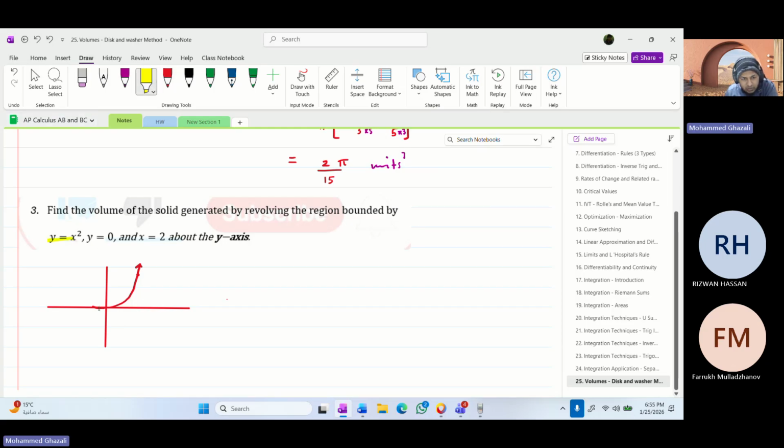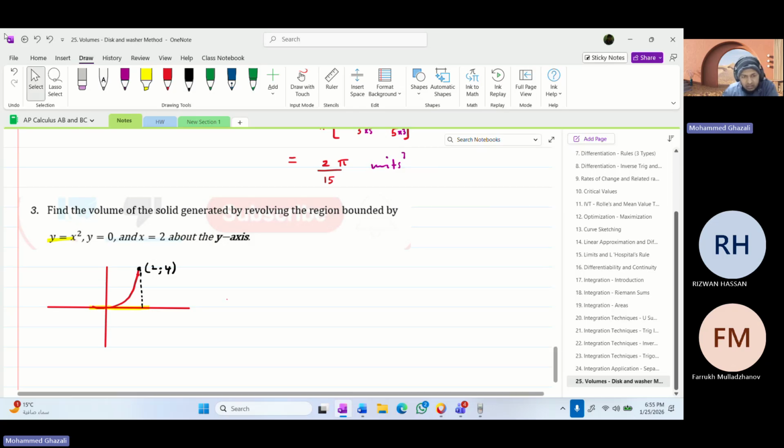Y is equal to 0 is a horizontal line. Y equals x squared, and x is equal to 2. Let me just end it off here, and call that point 2. Now it's very important. If this is 2, what's the y value? 4. Always put the coordinate down. And we're rotating about the y-axis, correct? Y-axis. Yeah.